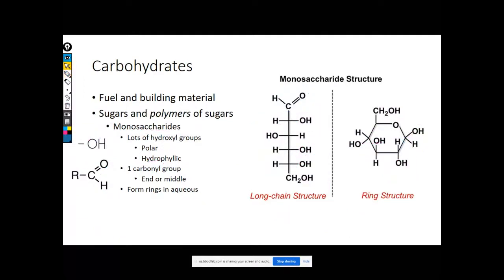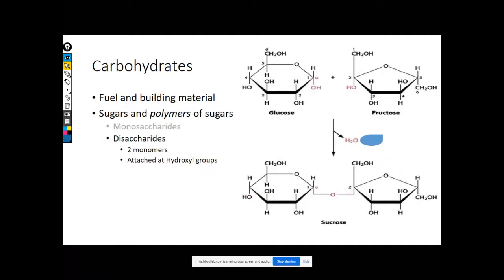So let's take a look at a more complex sugar. What if I have 2 monosaccharides and I want to make a disaccharide? You guys have actually done this already. We did this on Monday. And now we're just going to use our terms when we do it.